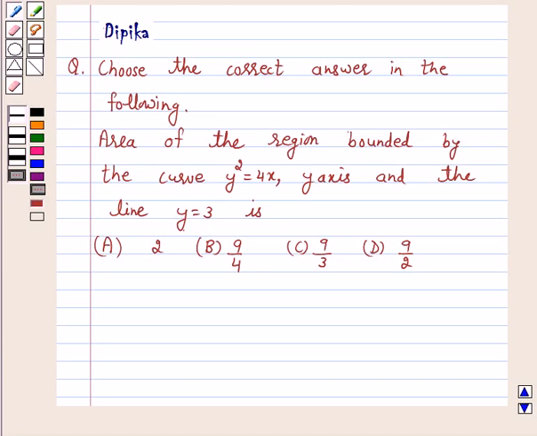I am Deepika here. Let's discuss a question which says, choose the correct answer in the following. Area of the region bounded by the curve y square is equal to 4x, y axis and the line y is equal to 3 is A, 2, B, 9 over 4, C, 9 over 3 and D, 9 over 2.